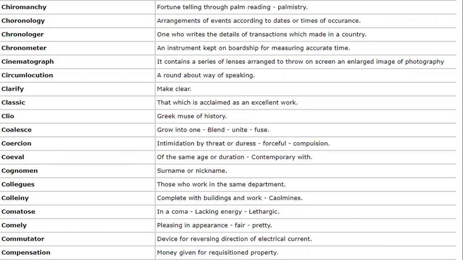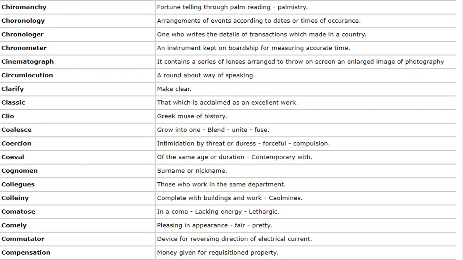Chronology, arrangement of events according to dates and times of occurrence. Chronicler, one who writes the details of transactions which happened in a country. Chronometer, an instrument kept on board ship for measuring accurate time. Then cinematograph, it contains a series of lenses arranged to project on screen and enlarge the image of photography.